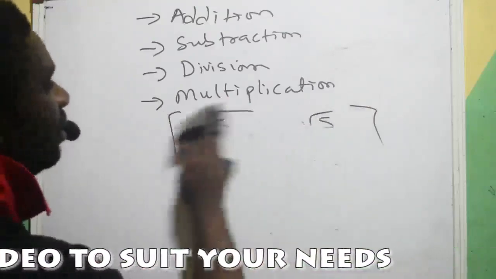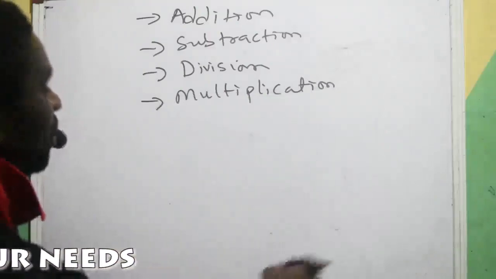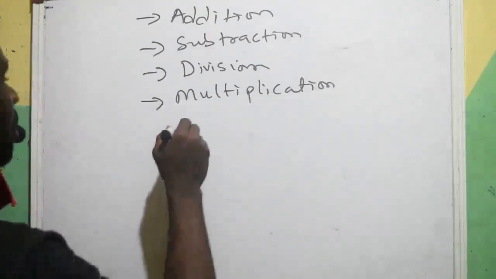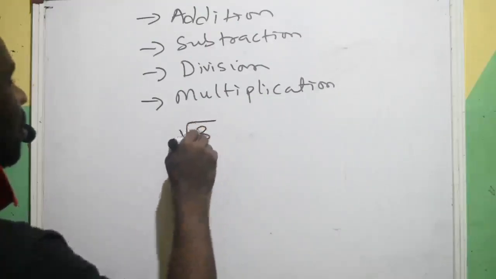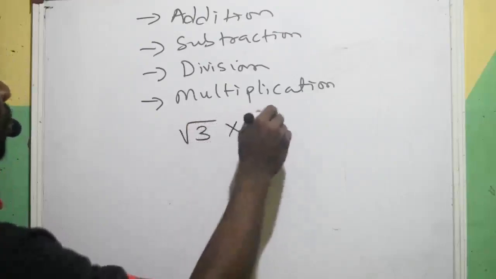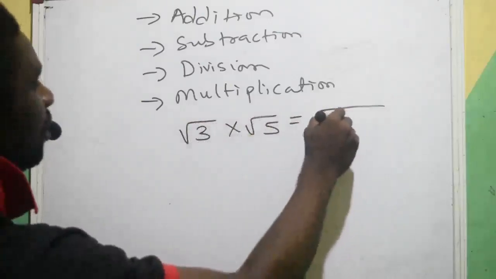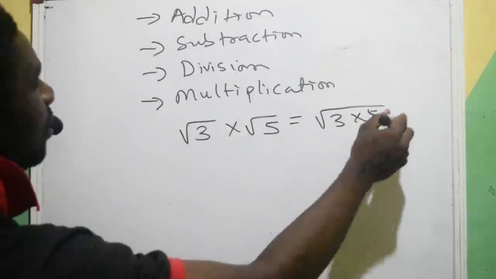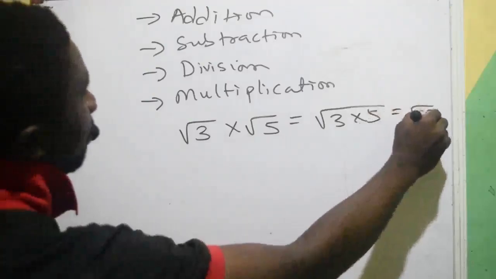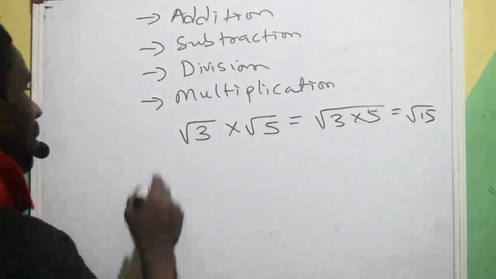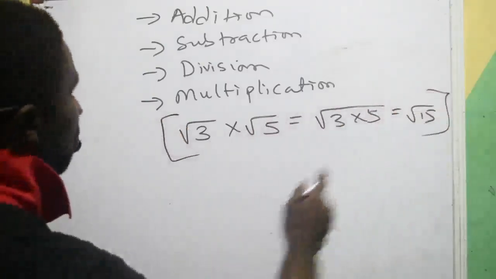Another thing, the last one, which is multiplication: if I write square root of 3 multiplied by square root of 5, it is the same thing as saying square root of 3 times 5, which is square root of 15. So these two things are the same. Everything here is said to be equal.